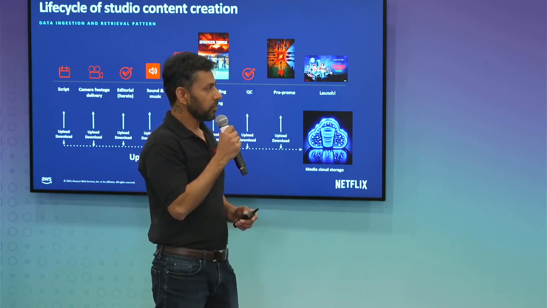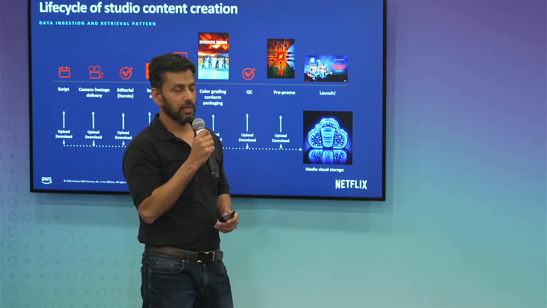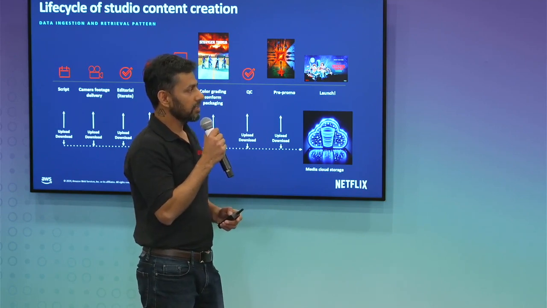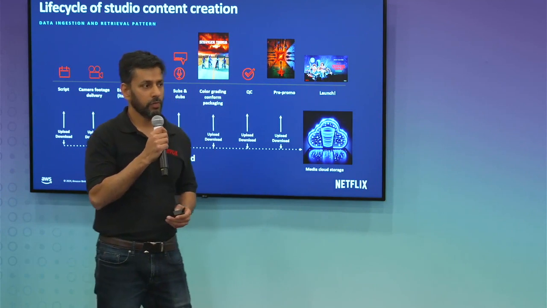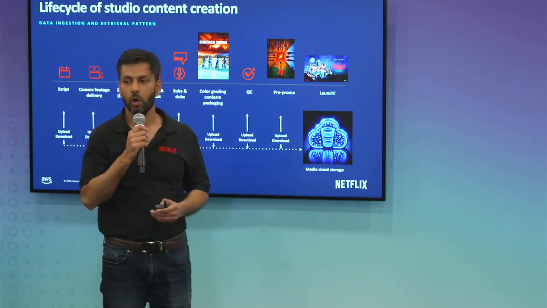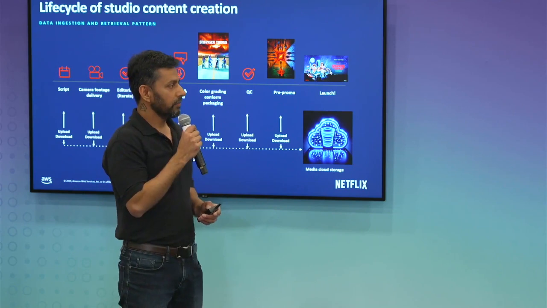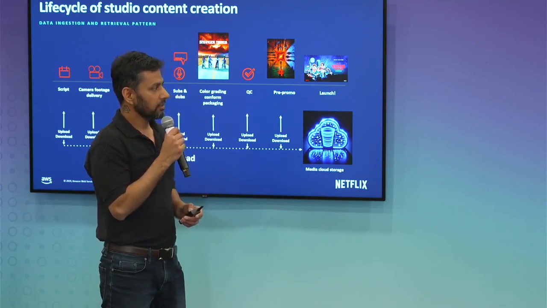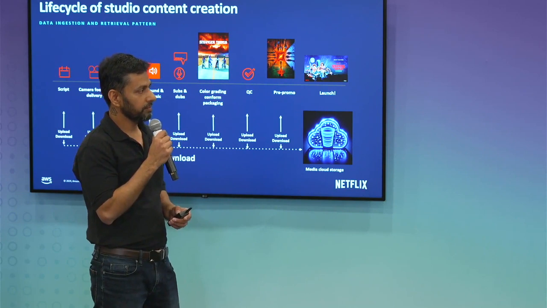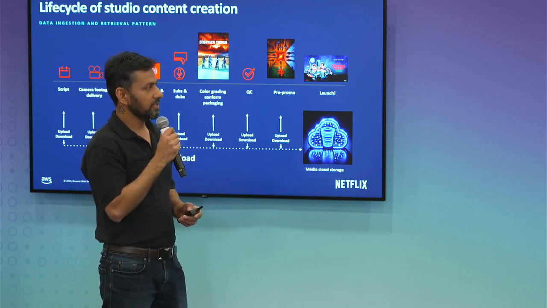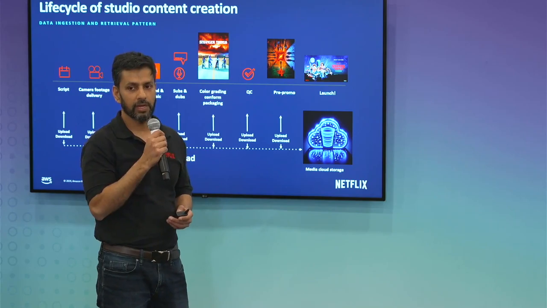The key thing to notice here is there are a lot of uploads and downloads happening at every phase, and every artist at every phase is creating a backup because they're worried about their data getting lost. And as you see, at every stage more data gets collected and backed up, and it goes into the media cloud storage. And that's where the problem arises: this data is growing at an exponential rate, and we have to address that.